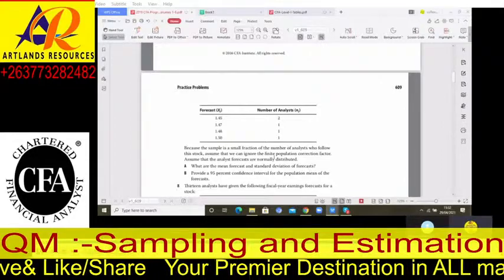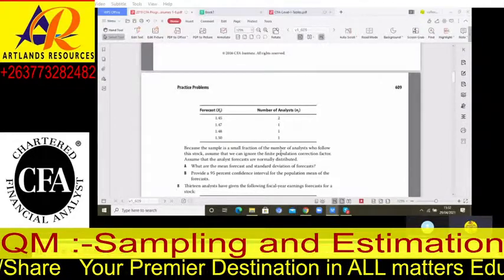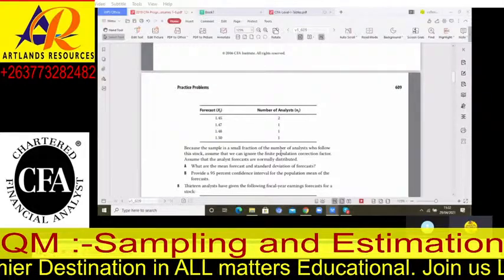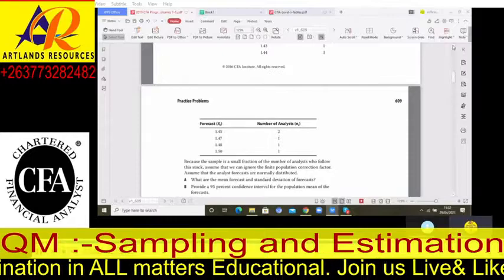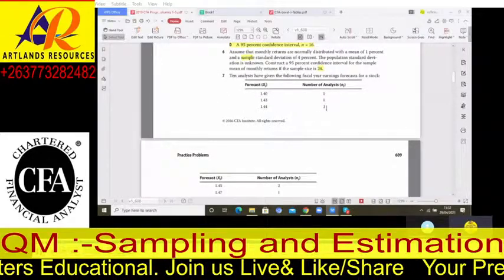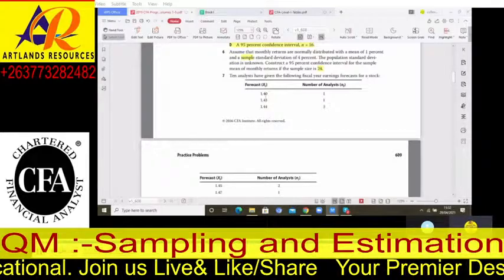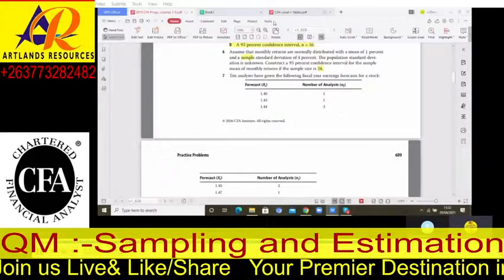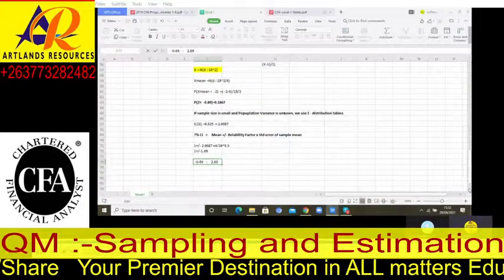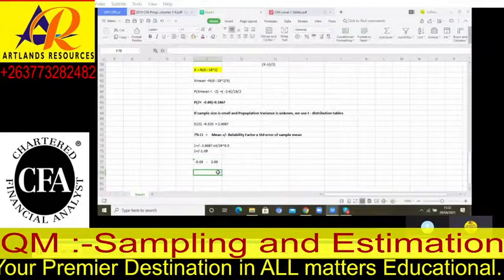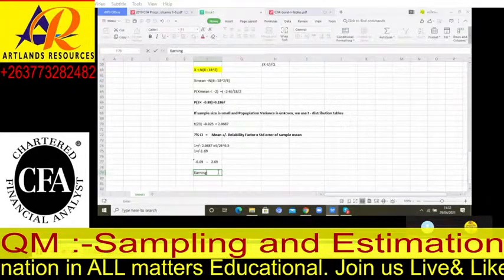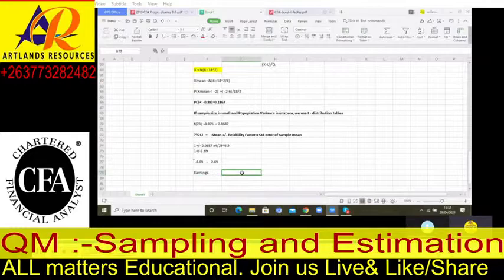So it's a matter of calculating the mean and the standard deviation. This is basic statistics. For the mean, if the number says 1.44 and the analysts were 3, it means there were 3 analysts with this figure. So when you're calculating the mean, it's a matter of knowing how we calculate it. So it's like, and then we have got frequency.